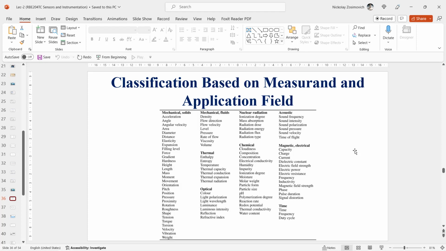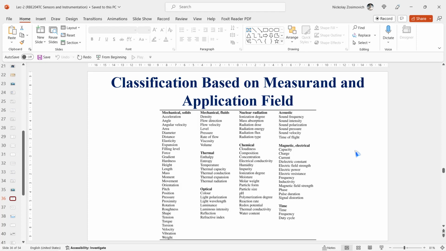However, an application field provides no restricted set of sensors, since in each field many types of sensors could be applied. And this slide presents a list of physical quantities of measurement. Namely, this list is certainly not exhaustive, but it shows the many possible measured quantities. For each of these quantities, one or more measurement principles are available.